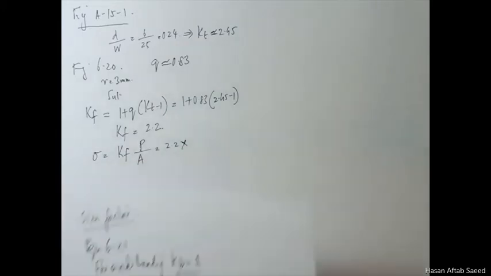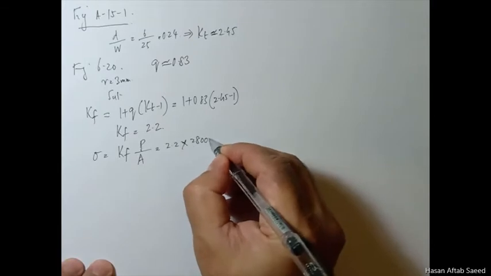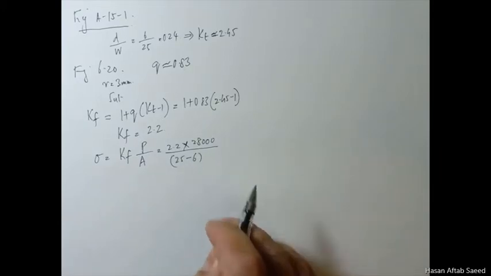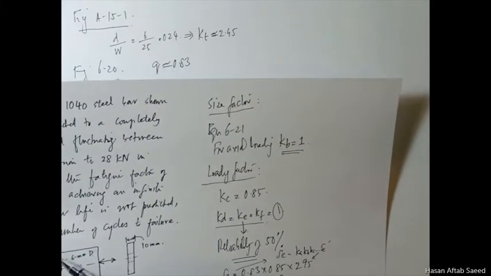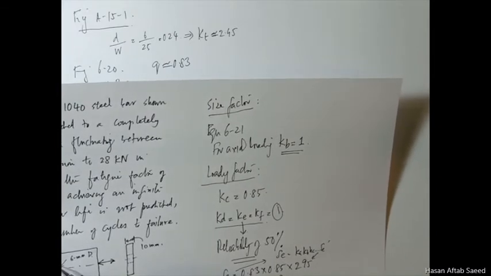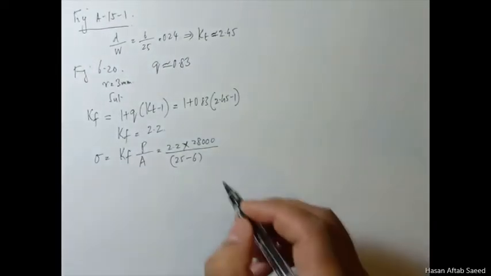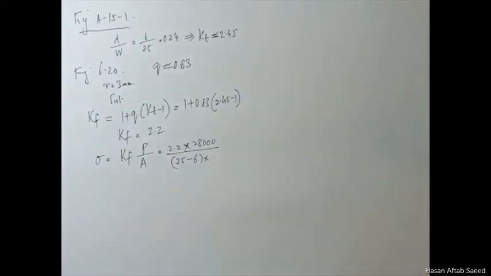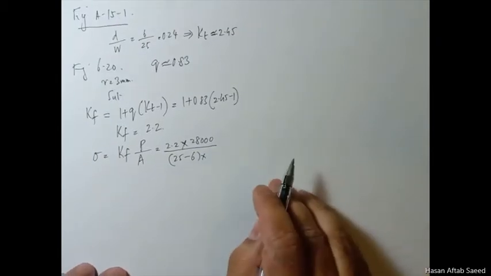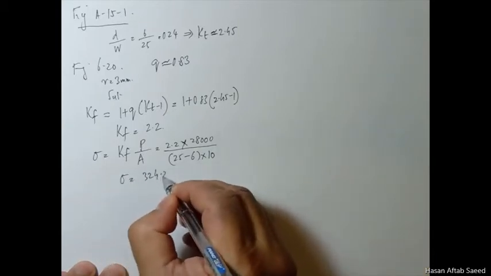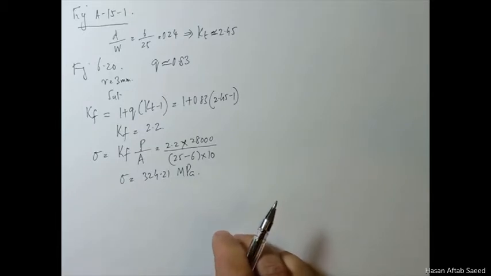Now, this loading, P, is equal to 28,000 newtons. The area is width 25 minus 6. This is the diameter of the hole. We are talking about this remaining area, this point. This has the stress. So you subtract the value of the diameter, multiplied by the thickness of the plate, which is 10 millimeter. And the sigma is then 324.21 MPa. This is your stress level.